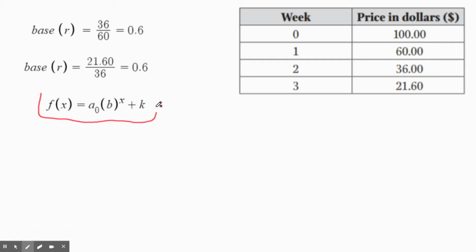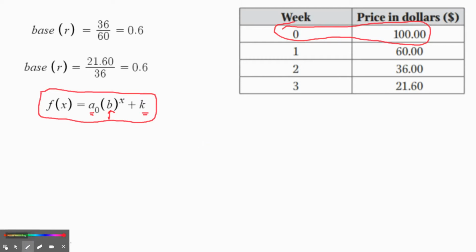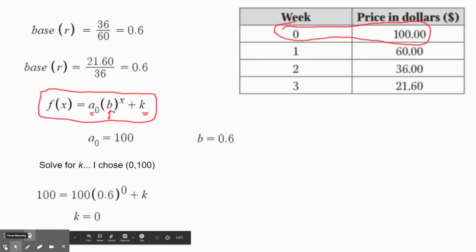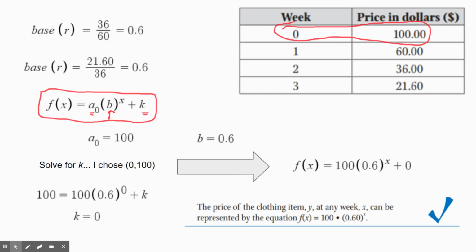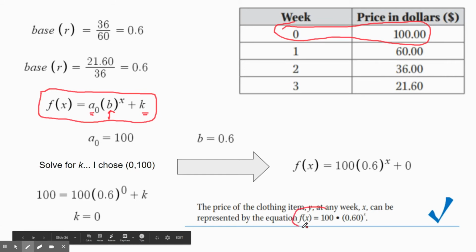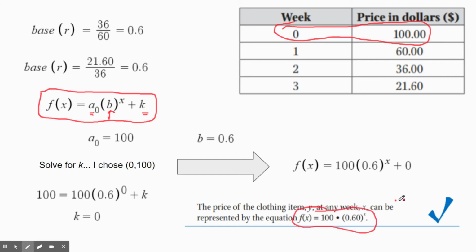And there's my base function for an exponential. I'm using the intercept because it makes sense to have an intercept right there. 0.6 will go in here, but we still need to solve for k, and you can choose any ordered pair to solve for k. In this case, I chose (0, 100), so you choose the intercept. I get k is equal to 0, so your final answer is going to be f of x equals 100 times 0.6 raised to the x power plus 0. Or you can just write it without the 0. And that is your final answer.